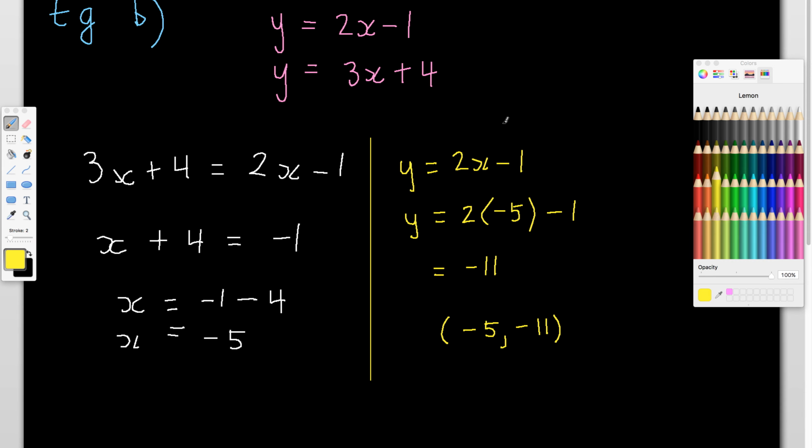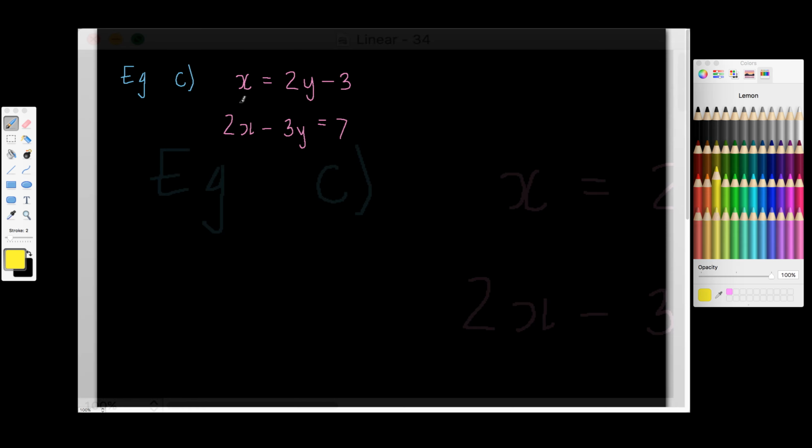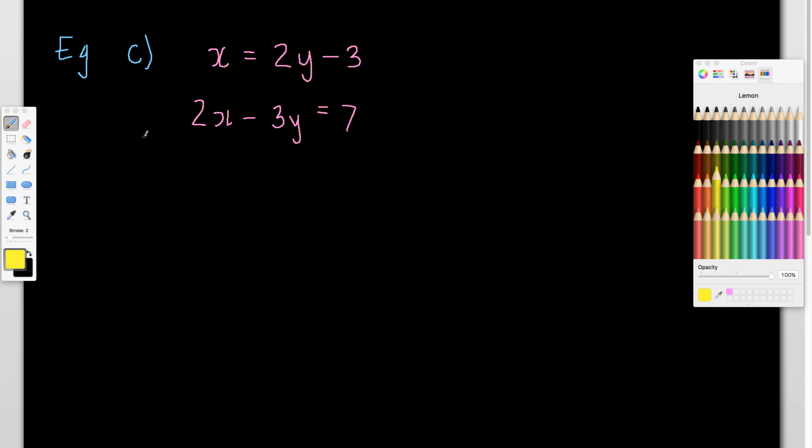One more that looks slightly different, and that's this one here. In this equation, you'll see we don't have it in the form y equals mx plus b. We've got one equation that says x equals, and we have the other that says 2x minus 3y equals 7. All we need, like I said before, is one equation to have x or y as the subject. Now we do have that. We've got x as the subject in this particular equation.